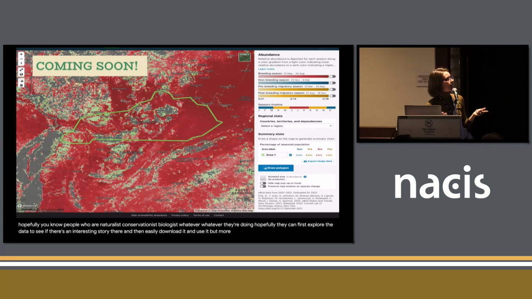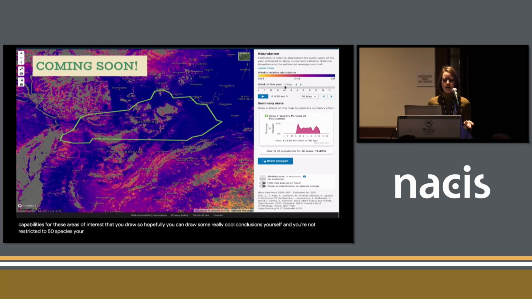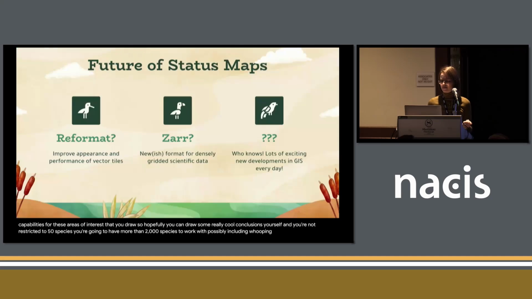But more excitingly, in my opinion, before I showed the drawing functionality, not live, but you know that it's there. We will be adding that to this app this fall. And so you will have more download capabilities for these areas of interest that you draw. So hopefully you can draw some really cool conclusions yourself. And you're not restricted to 50 species. You're going to have more than 2,000 species to work with, possibly including whooping crane, I'm not sure.